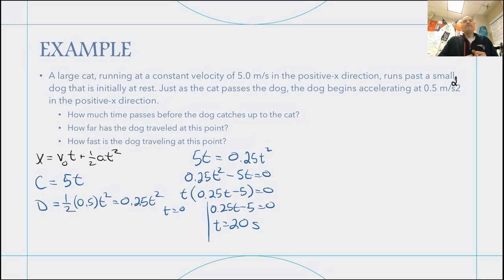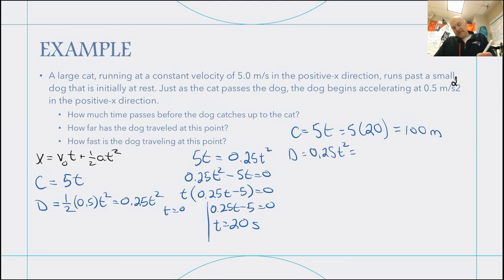Now, how far has the dog traveled at this point? We know this position is the same point, the same location, so you can use either equation. I'm going to use the cat, because it's just 5 times t, so I don't need a calculator to figure out 5 times 20. I know that's 100 meters. But if you don't believe me, do 0.25 t squared. You get 20 squared, which is 400, and a quarter of 400 is 100. So there's our answer to part B.